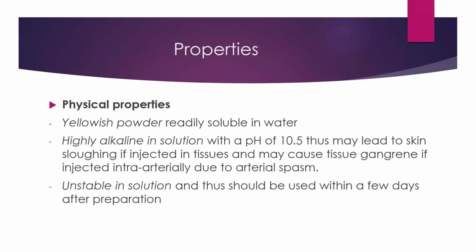So, properties. Thiopentone comes as a yellowish powder, which is readily soluble in water. When dissolved in solution, it is highly alkaline with a pH of 10.5. This may lead to skin sloughing if injected into tissues because of its high alkaline nature, and may cause tissue gangrene if injected intraarterially, resulting from arterial spasm. We're going to look at some of these things as we go on. It's unstable in solution, and should be used within a few days after preparation.